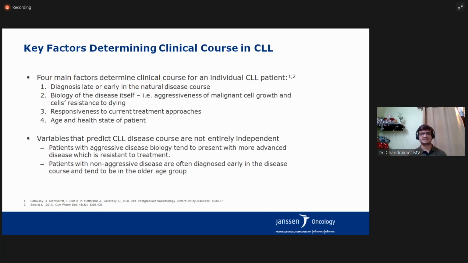So these factors are interlinked. Elderly age, asymptomatic, early stage disease, has good risk cytogenetics, respond well to treatment. Whereas the other subset, younger age, high risk cytogenetics, fast proliferating, advanced stage, have poor response to standard treatments.